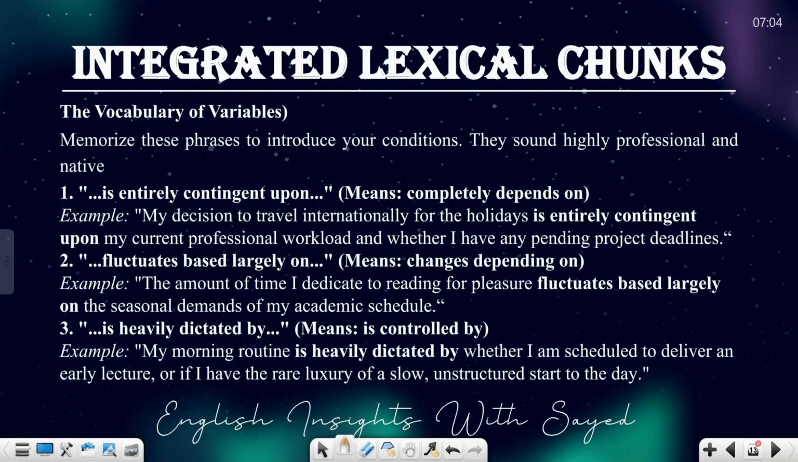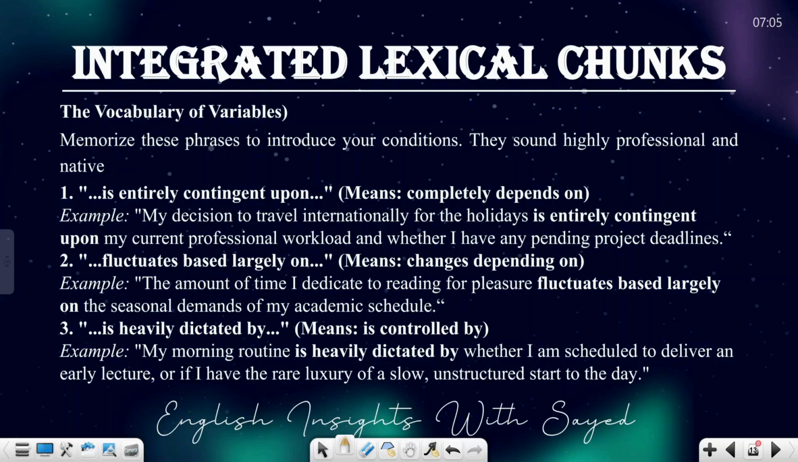Like this phrase: "is entirely contingent upon". That means completely depends on. Instead of saying "it completely depends on", you could say "is entirely contingent upon". Like this way, my decision to travel internationally for the holidays is entirely contingent upon my current professional workload and whether I have any pending project deadlines. So have this sort of alternative phrases in your stock, right?